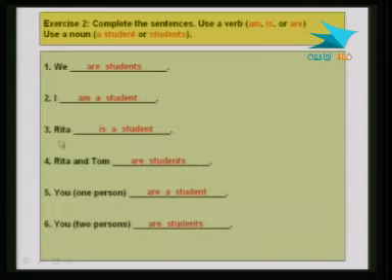Again, look at the subjects. We, that's plural, so we use are. I, singular, we use am, that's first person. Now Rita, that's singular, we use is. Rita and Tom, that's plural, so we use are. And of course we have the ending s here because it's plural, students. You, for one person, you are a student. And you, for two persons or more, I mean 2, 3, or 4 or more students, you are students.